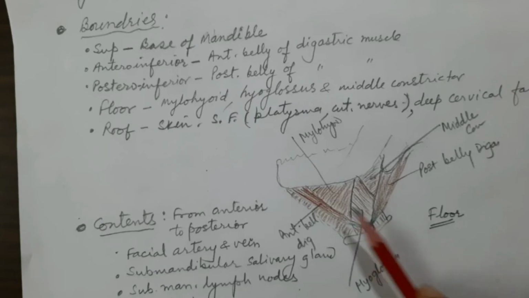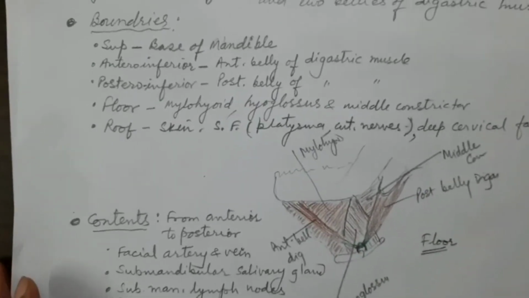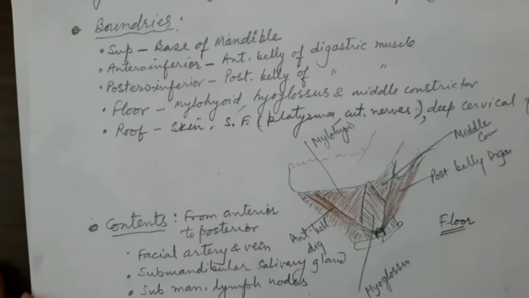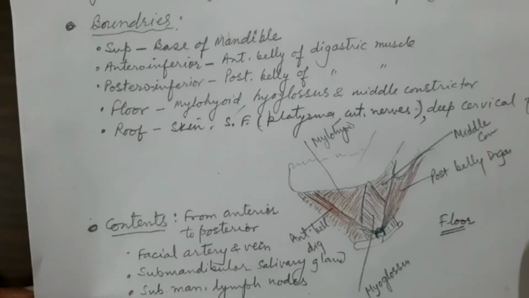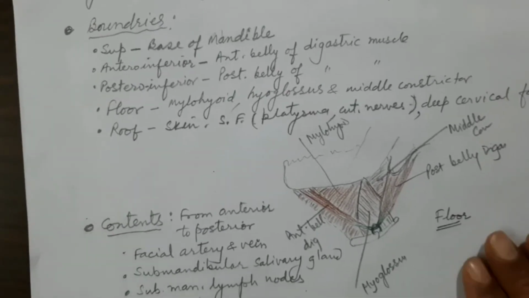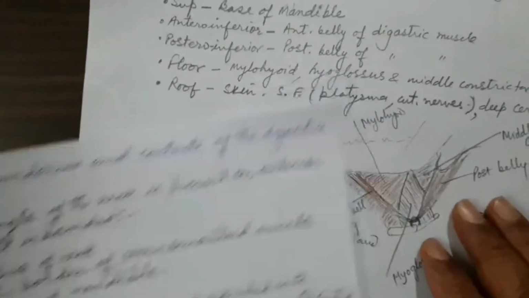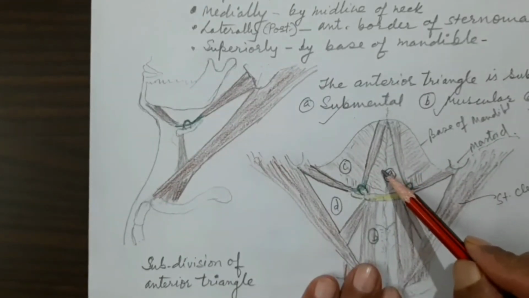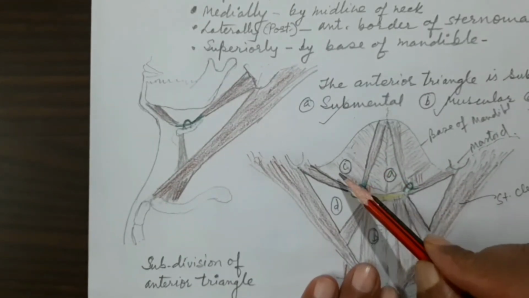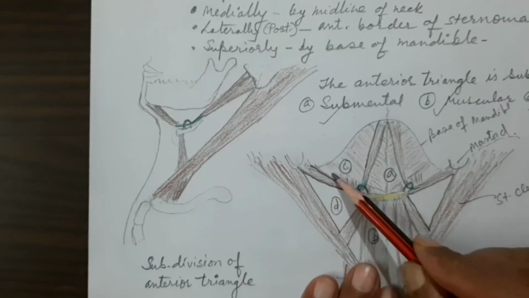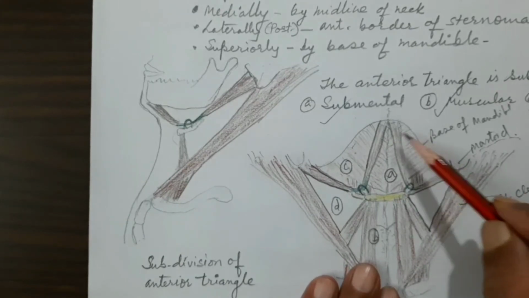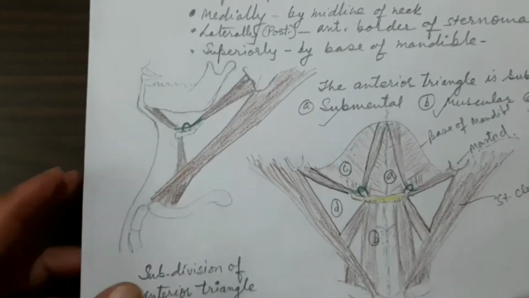Then the roof, I have already told you: skin, superficial fascia in which platysma is there, some cutaneous nerves may be there, and it is covered by the deep cervical fascia, that means deepest. That is the roof of the digastric triangle. I hope that you have followed the digastric triangle. Now this mylohyoid muscle is seen, which was beginning from here. And here will be the hyoglossus muscle, and still deeper will be the middle constrictor that forms the floor. So this is the digastric triangle.